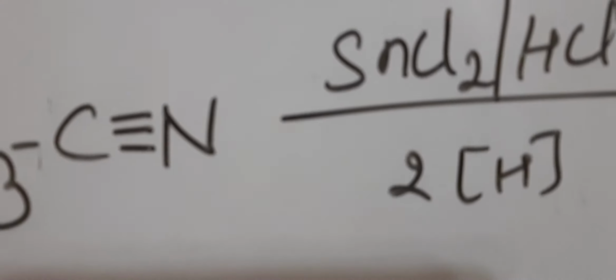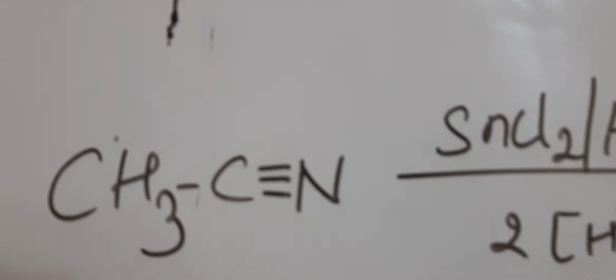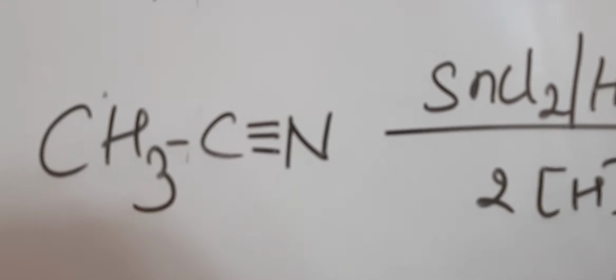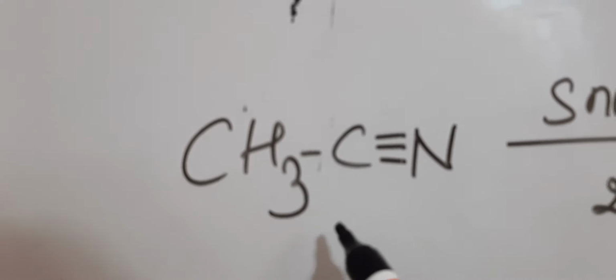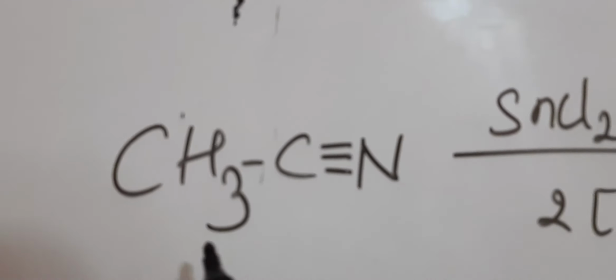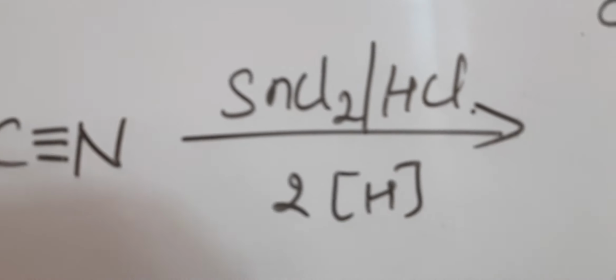In the Rosenmund reduction reaction, palladium and barium sulfate. For Stephen reduction reaction, stannous chloride, hydrochloric acid. Okay, so we are going to bring acetaldehyde from methyl cyanide. Methyl cyanide is reduced in the presence of stannous chloride and hydrochloric acid.